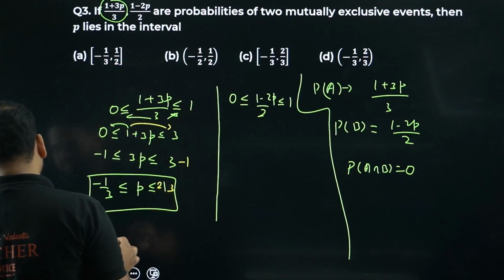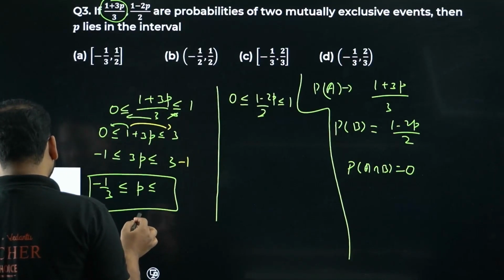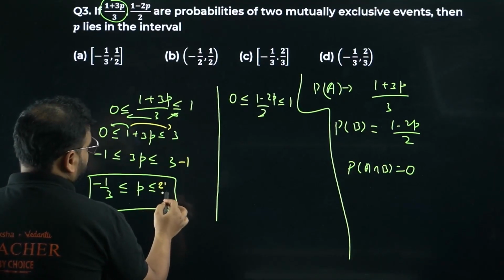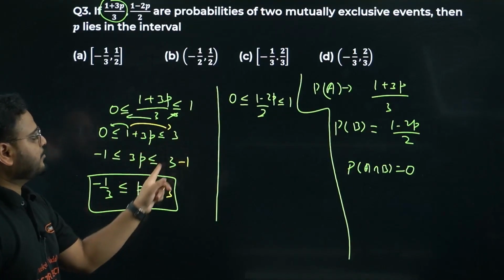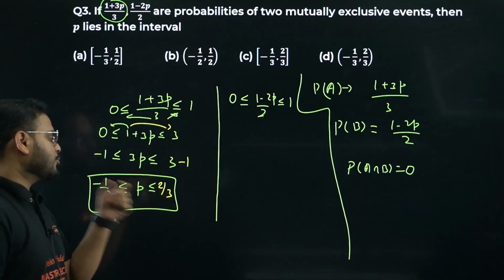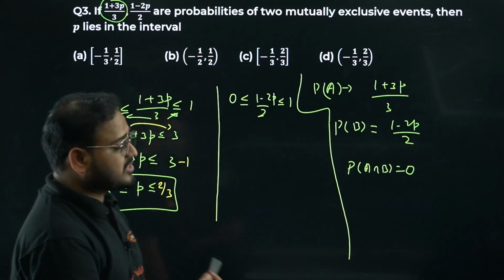It'll be 2 by 3. Please check, because 3 minus 1 will be there, no? I have to move this 1 on both sides. So it will become 3 minus 1 is 2, divided by 3, so 2 by 3. The answer will be minus 1 by 3 to 2 by 3 for p. But we have to take the intersection of both.